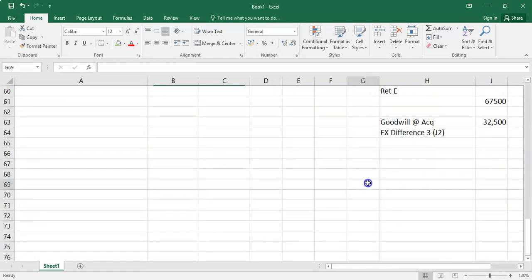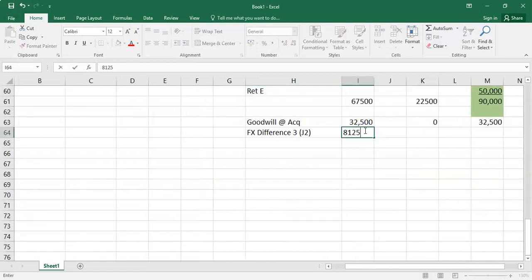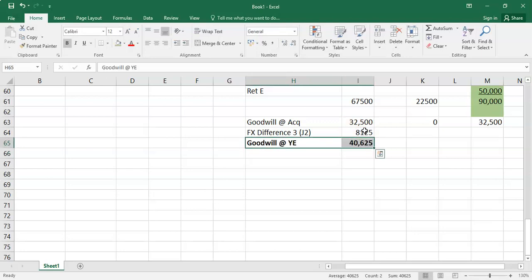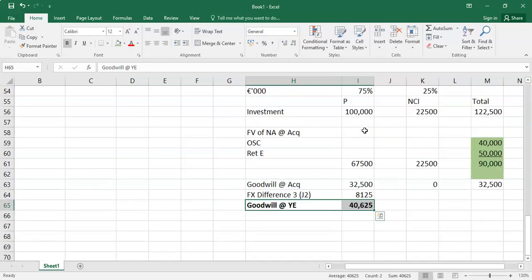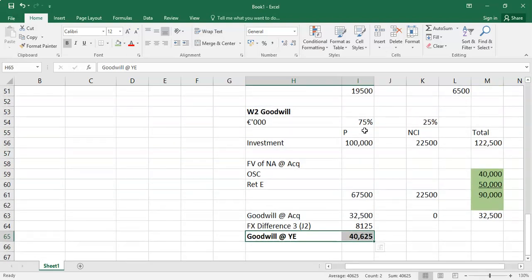So we come down here then and we say our goodwill, 8,125 extra. So goodwill at the year end will be the 2 added together. And that's the one that's going to our statement of financial position, 40,625. And of course, you could have an FX difference, which is a loss, which would bring down goodwill, and which would be a debit to your group FX reserve. So remember, this was nice and straightforward because this is a current year FX difference.